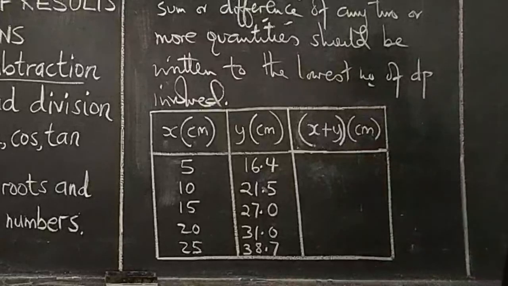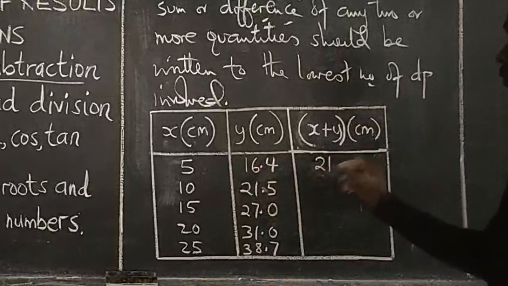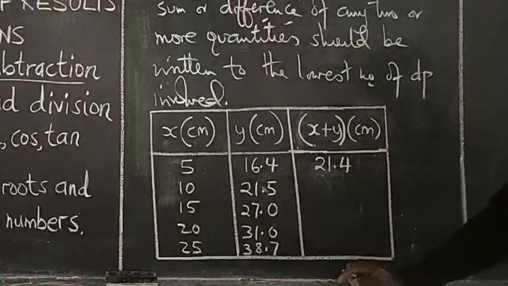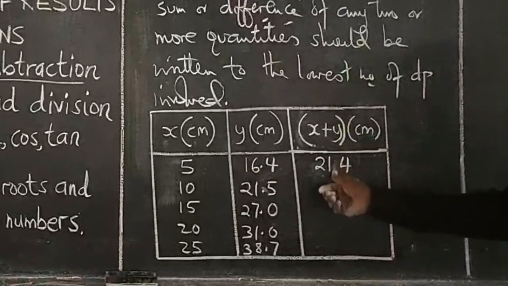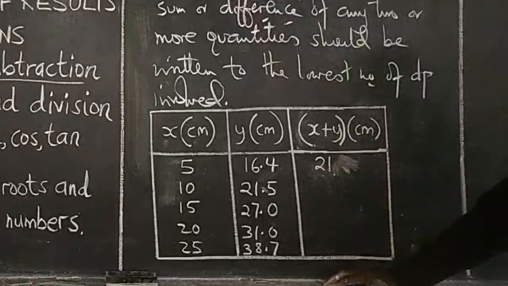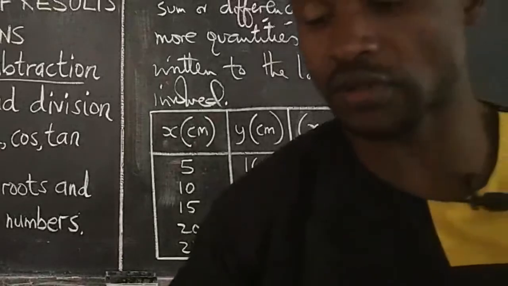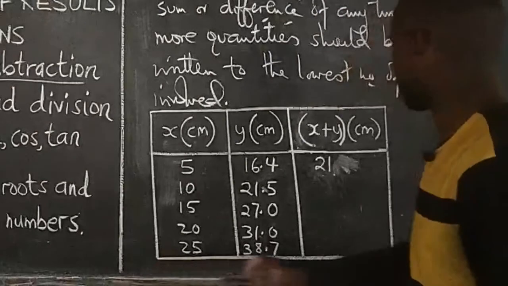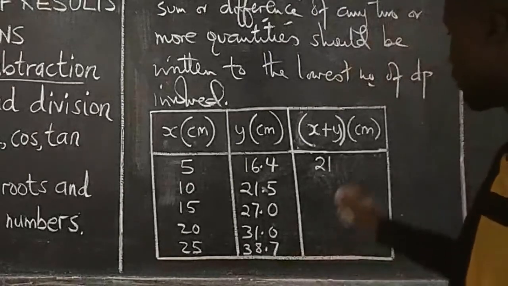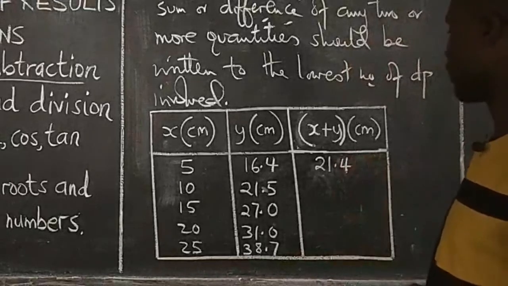Some confusion. So add here, you get 21.4. Please don't write it as 21, because when you round off to whole numbers, this is going to be 21. So don't write it as 21. Write it as 21.4. Why? It's because the whole number here is not affecting. 21.4 is what I expect you to write, like that.